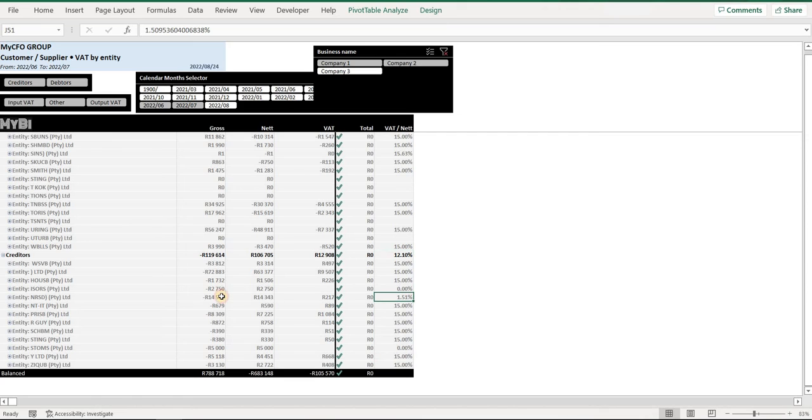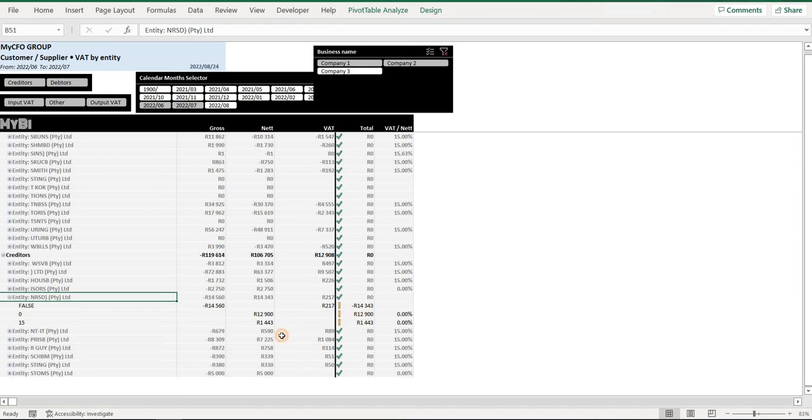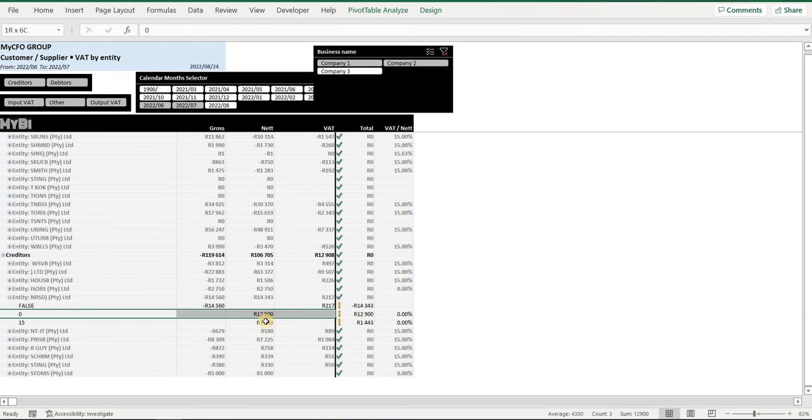So take that one for instance, 1.5% claim. That's obviously strange. Let's have a look. You can see here potentially a mistake. We did not claim on 12,900, only on 1,400. So now we can immediately go and look in our database and say, well, let's quickly fix that so we don't lose that input VAT claim.